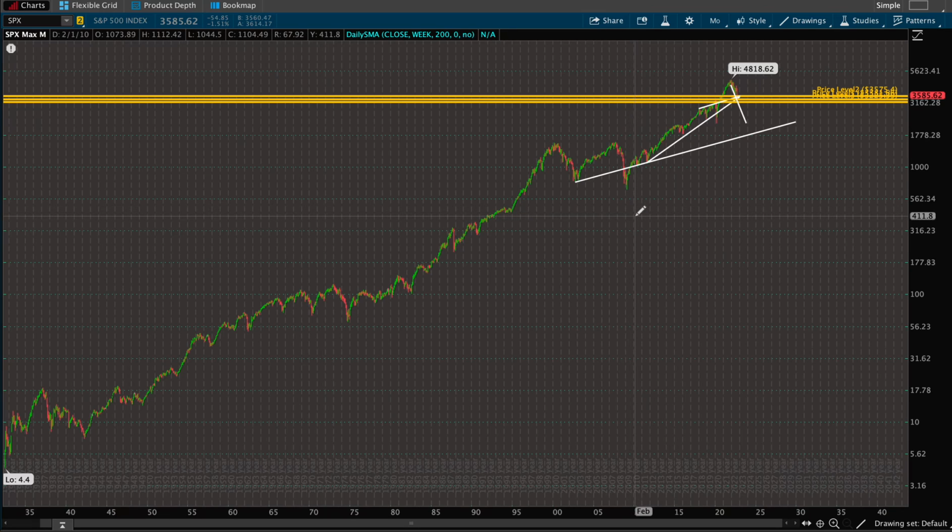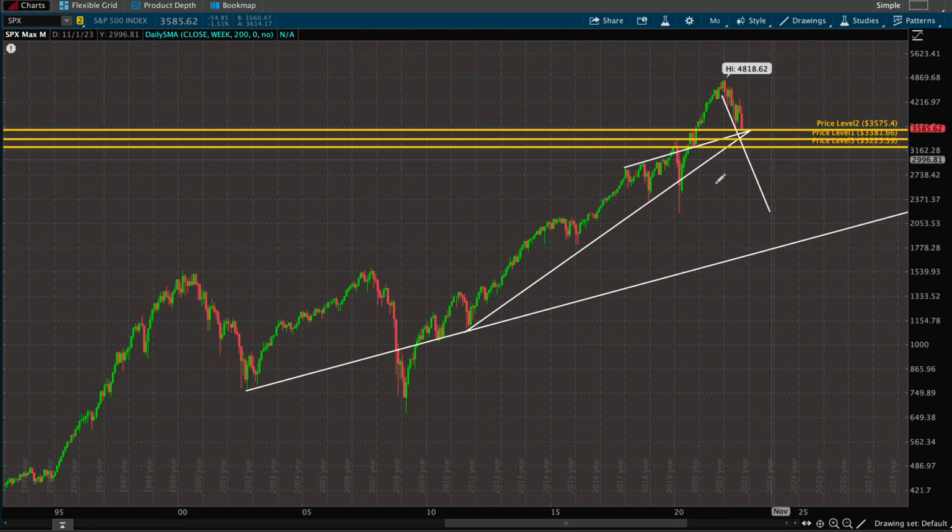Usually these snapbacks are because of some kind of economic events, but the market is always forward looking, and macroeconomic or microeconomic events are, I would say, backward looking. Given that context, I'm not going all the way back, but just focusing on this area here.